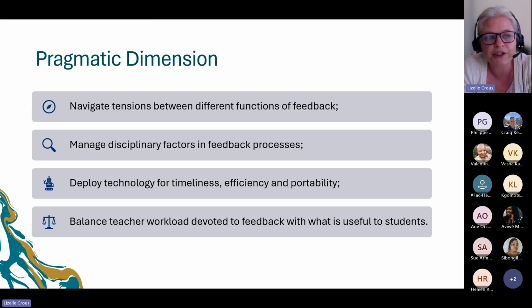The last dimension, which is the pragmatic dimension, oh, my English is running out.